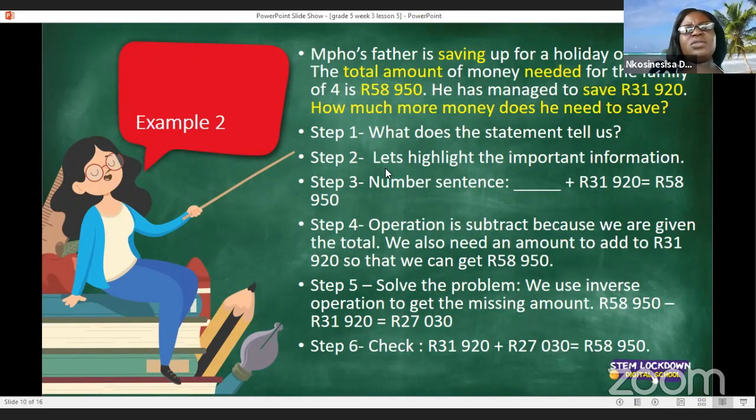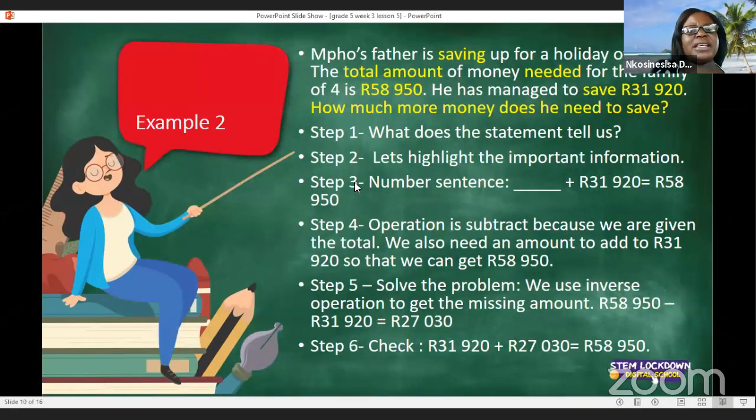And then step number 2, let's highlight the important information. I highlighted the important information in yellow. So saving, total amount needed, and then we are given 58,000. So this is the total amount needed. And then saved, 31,920. And then always the question is very important. How much more money does he need to save? So we have highlighted the important information.